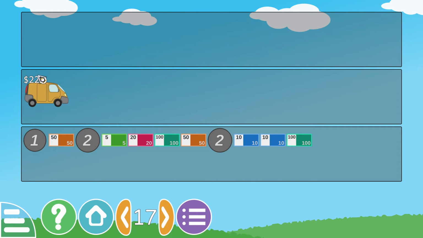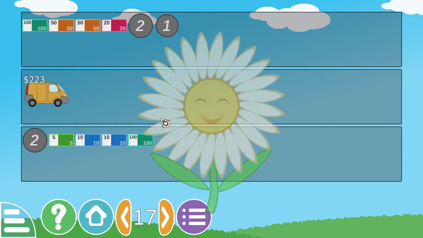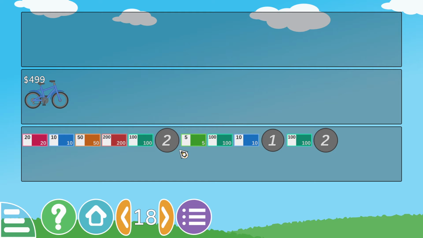And now we're up into the hundreds. So once we go above $99, we start using an extra digit for hundreds. And this is $223. So $100 note, two 50s, gives us 200, and then 20, and $3 as well, 223.